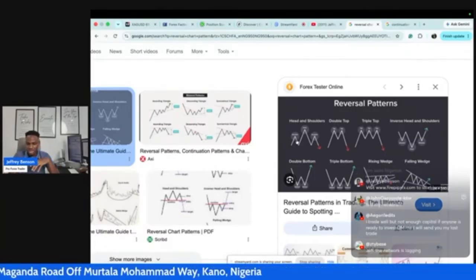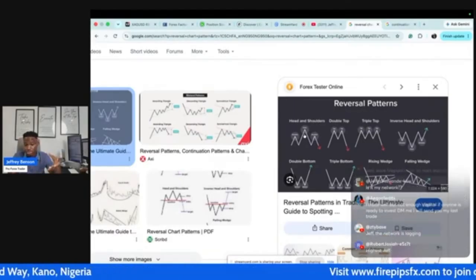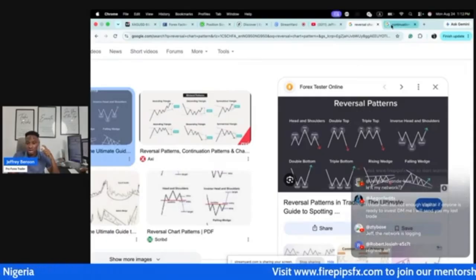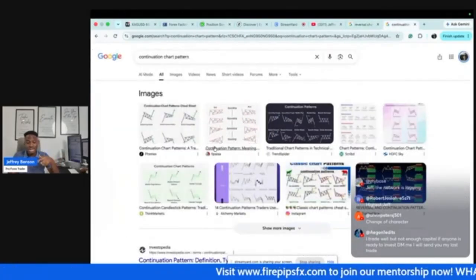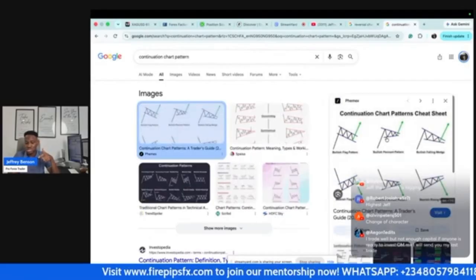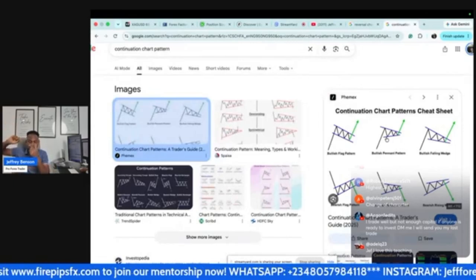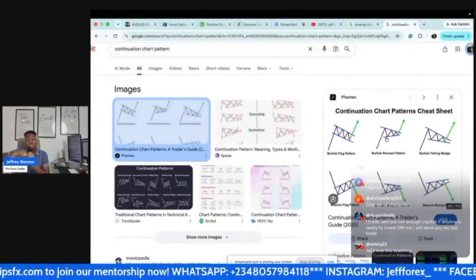So whenever you see a head and shoulders, and the opposite of head and shoulders is inverse head and shoulders, it's telling you that it's about to drop. It's about to change. It's a reversal. On the flip side, if you see a pennant, a triangle, or these types of chart patterns, it's not telling you that it's about to reverse. It's a continuation. It's telling you I'm about to continue. If it was a buy, I'm about to continue buying.